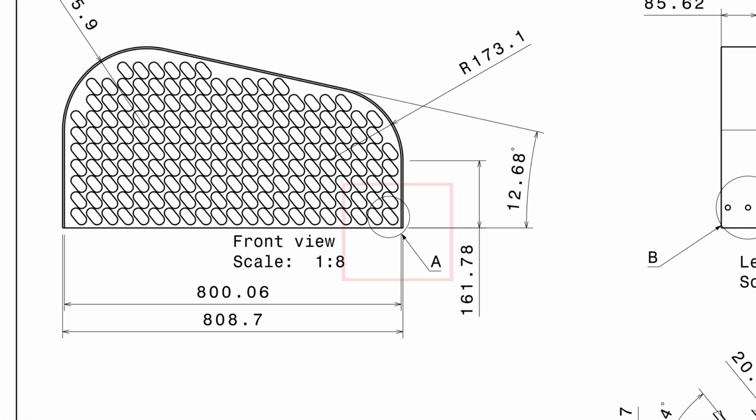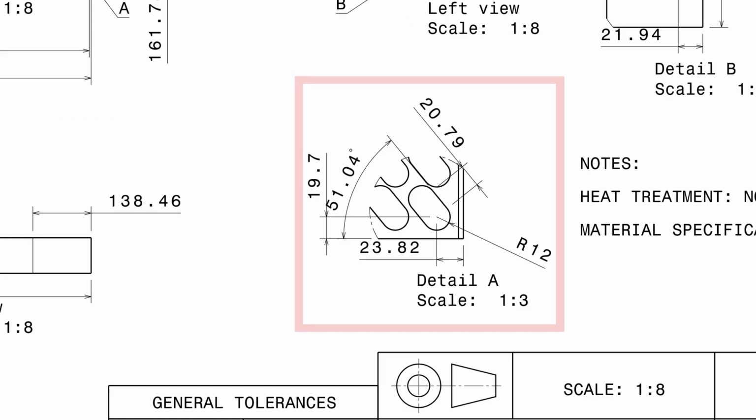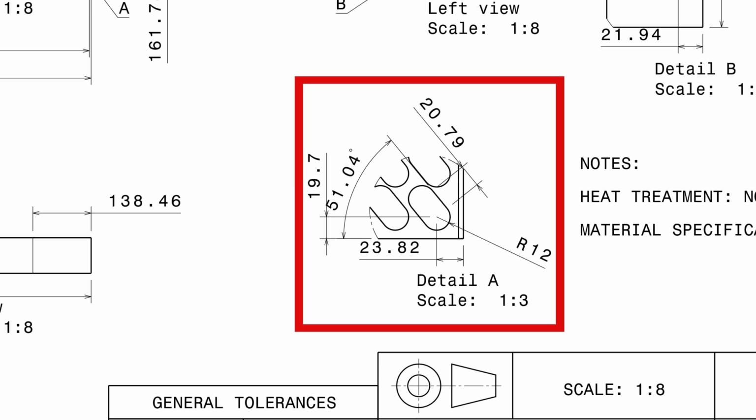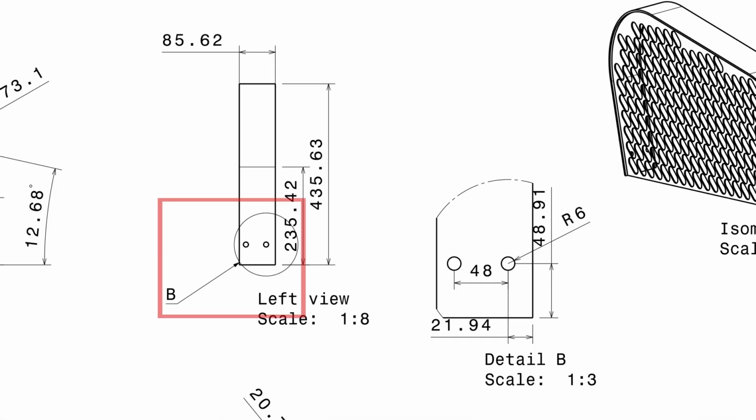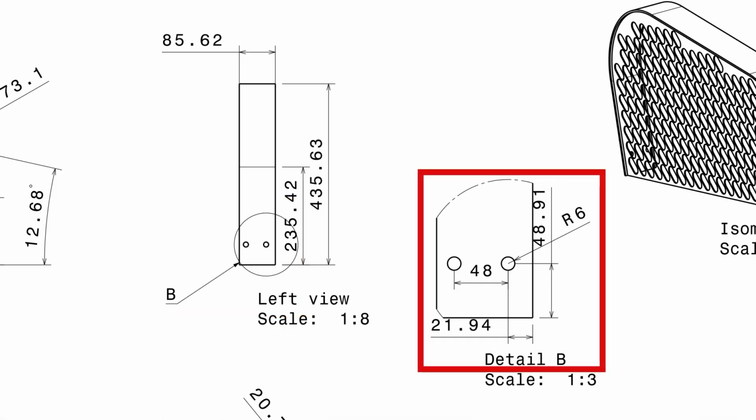Now on the front view, there is a capital A written over there. That is detail A. Now if we see, the detail A drawing is there. So now we can observe that we have the dimensions and locations for the slots. Same if we look at the left view, there is detail B. Now if we see the detail B drawing, we have the dimensions and locations of these two holes.